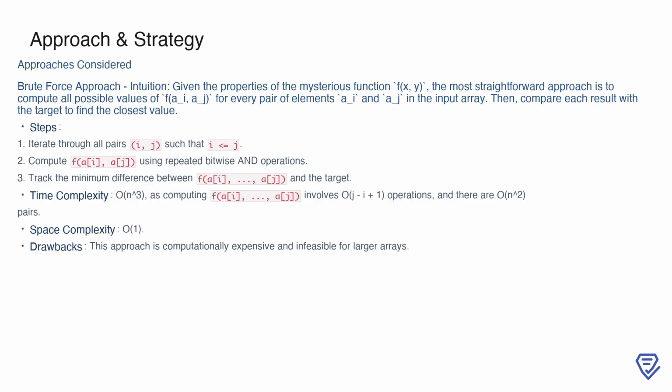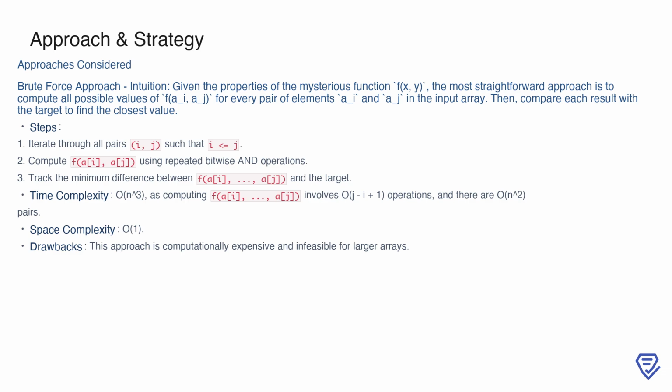To solve this problem, we first explored the brute force approach, which is the most straightforward way to address it. The intuition here is simple: for every possible pair of elements in the array, compute the result of the mysterious function f(a[i], a[j]), which is based on repeated bitwise AND operations. Then, compare the result of this computation to the target value and track the closest match. Specifically, we iterate through all pairs i, j, where i is less than or equal to j, and for each pair, we compute the AND for the subarray from a[i] to a[j]. By continually updating the minimum difference between the result and the target, we can identify the closest value. However, this approach is computationally expensive.